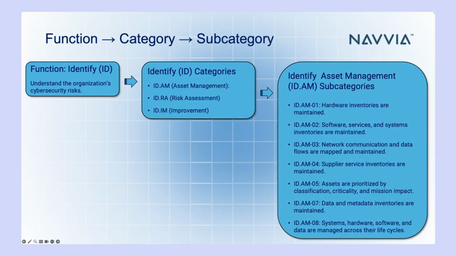So here in this example, we're looking at asset management. So the function is identify, the category is asset management, and the subcategories are making sure you have good hardware inventories maintained. You have software, services, and systems inventories maintained. You've mapped out all your network communication and data flows, so if something happens, you know what your configuration is. All your supplier service inventories are maintained, so you know who delivers services. Assets are prioritized by classification, criticality, and mission impact. Data and metadata inventories are maintained. And of course, your hardware, software, and data are managed across their life cycles.